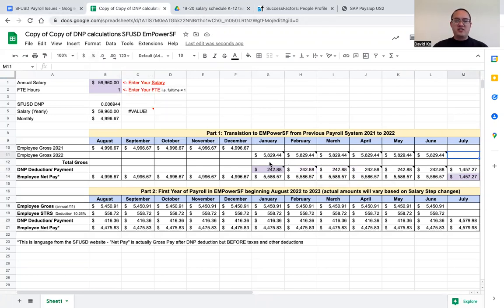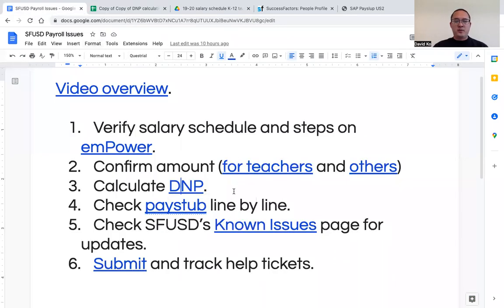So in this theoretical example of a person who's B7 in their third year, they should be able to pull up their pay stub and verify that their monthly gross and then their DNP match up with those amounts, which hopefully will be the case. The next step then would be to go through the person's pay stub line by line.